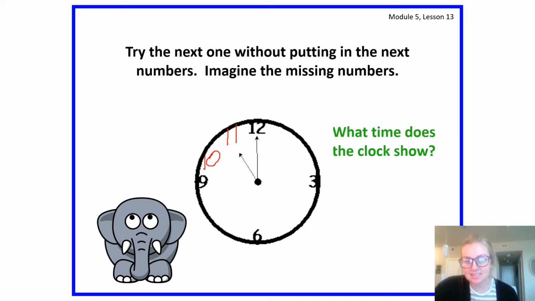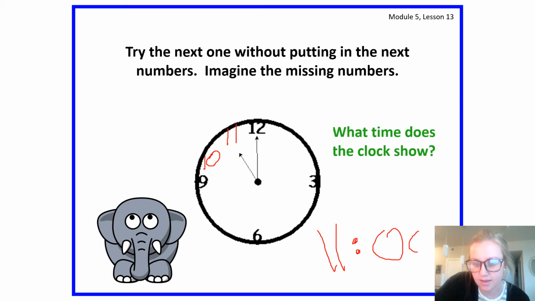If you said this time was showing 11 o'clock, give yourself a round of applause. The time is 11 o'clock because the hour hand is pointing to the 11 and the minute hand is pointing straight up to the 12. So I know it's 11 o'clock. If I wanted to write this like a digital clock, I would write 11 and 2 zeros for 11 o'clock.